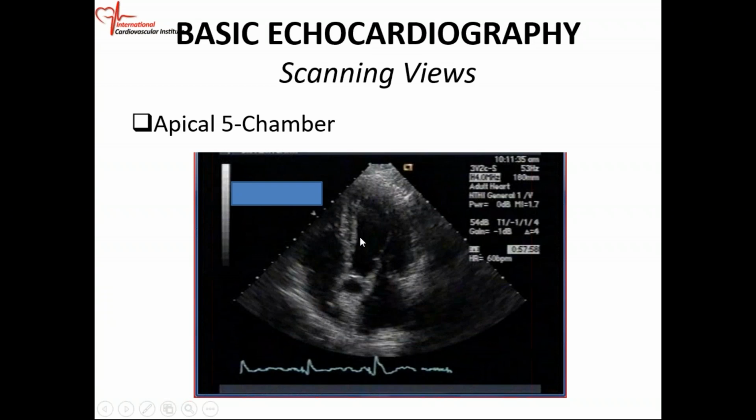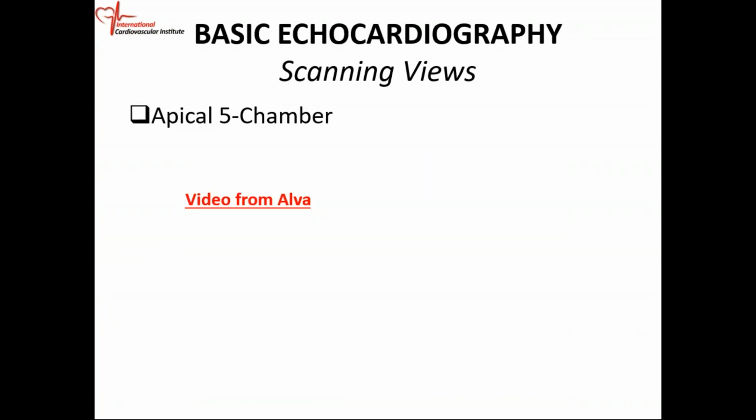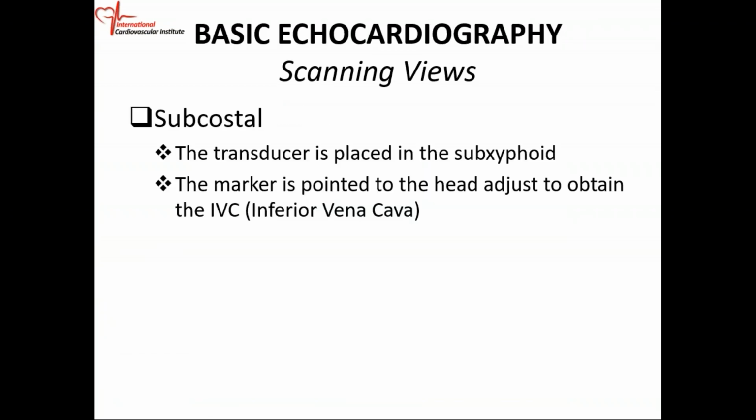The moderator band is over there. Okay, so that's your mitral valve, the posterior leaflet. This is actually the left upper pulmonary vein. This is the right upper, not lower. Your aortic valve is right there, the anterior mitral leaflet. So that's your five-chamber view.